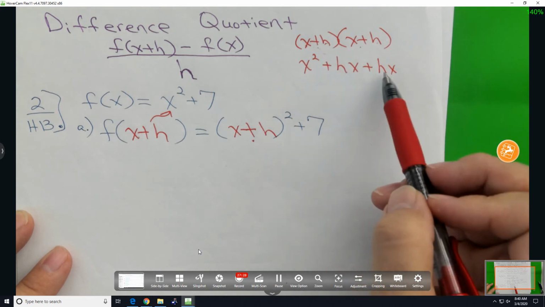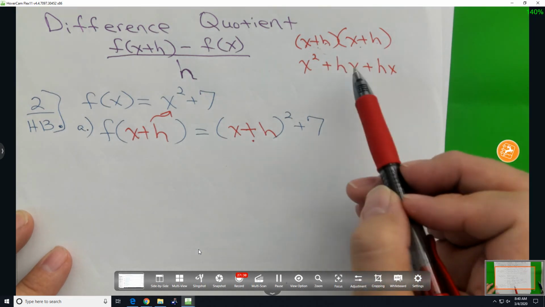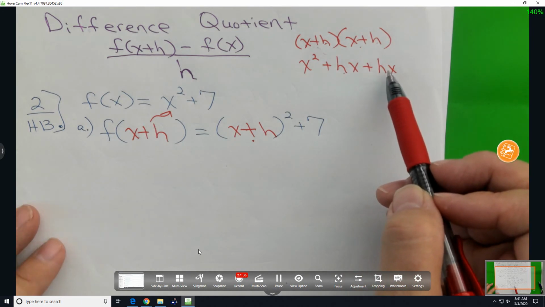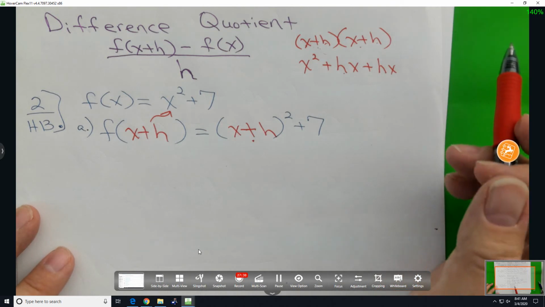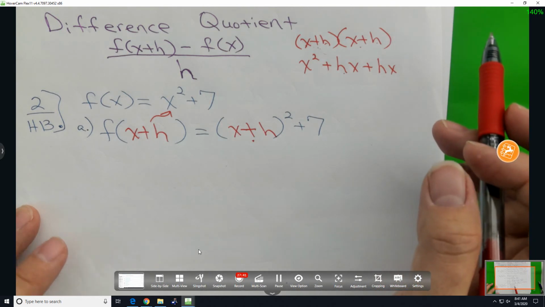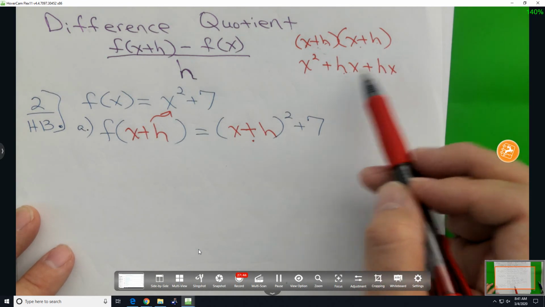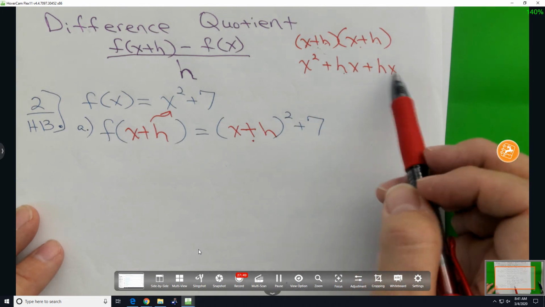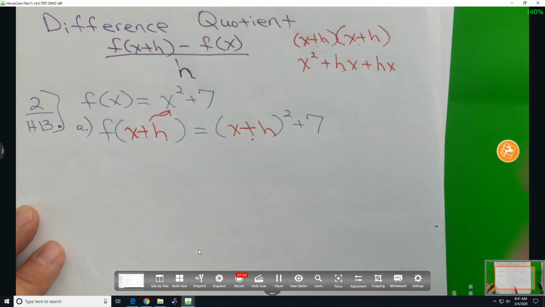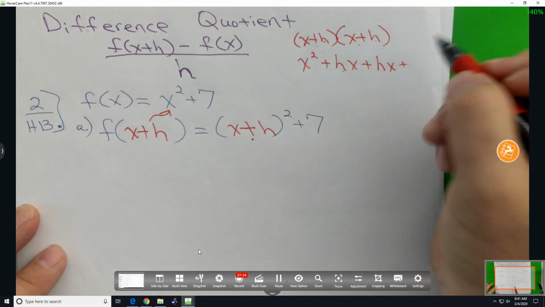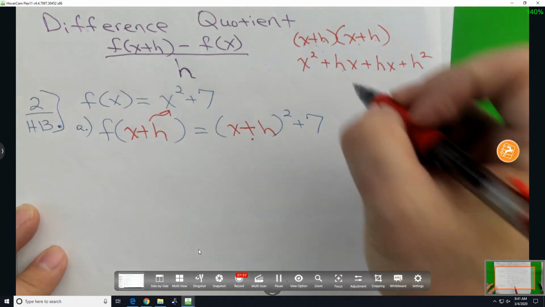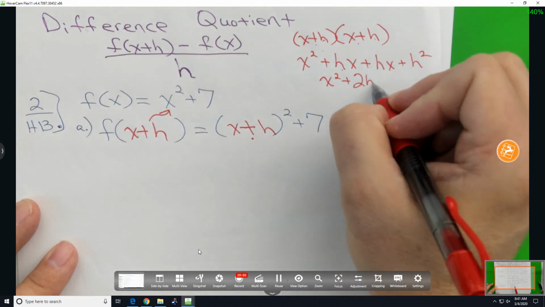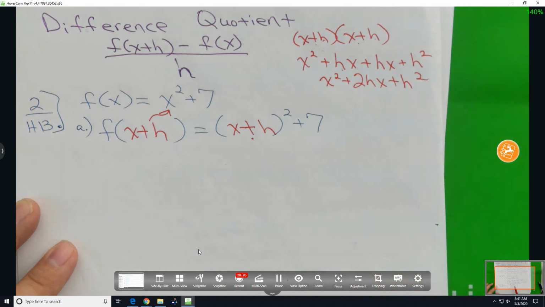And notice, now I've spotted I have 2 like terms here. If I'd written that as an xh, and this is an hx, we may not have spotted them as like terms. Like terms have to have the same variables, and if they're in the exponents, they have to have the same exponents. But hx and xh are like terms. So to make sure you spot them, just always put the letters in alphabetical order. Last, we're not through FOILing yet. h times h is h squared. So combining the like terms, that's x squared plus 2hx plus h squared.